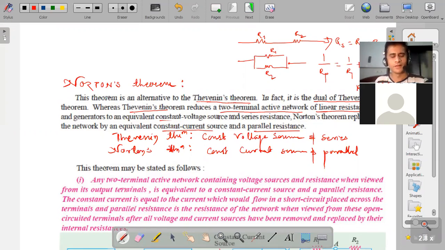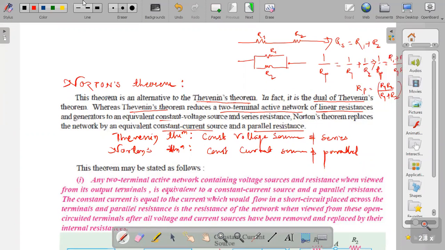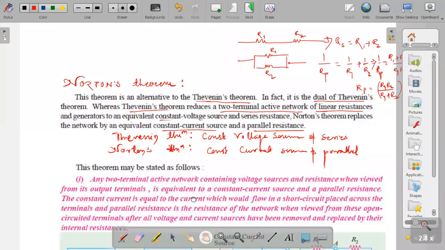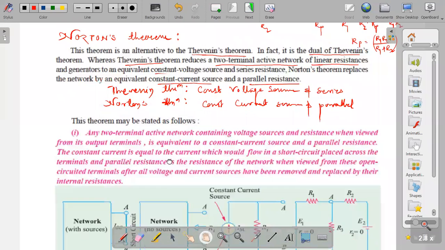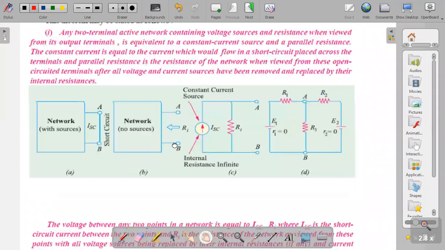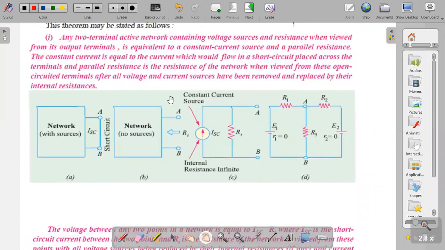Understood, dear student? Can you tell me any one application of series resistance in your daily life? Anyone? Now see, what is the statement? Now I will explain the statement. In the exam, I will ask only the statement and then you can draw the diagram.